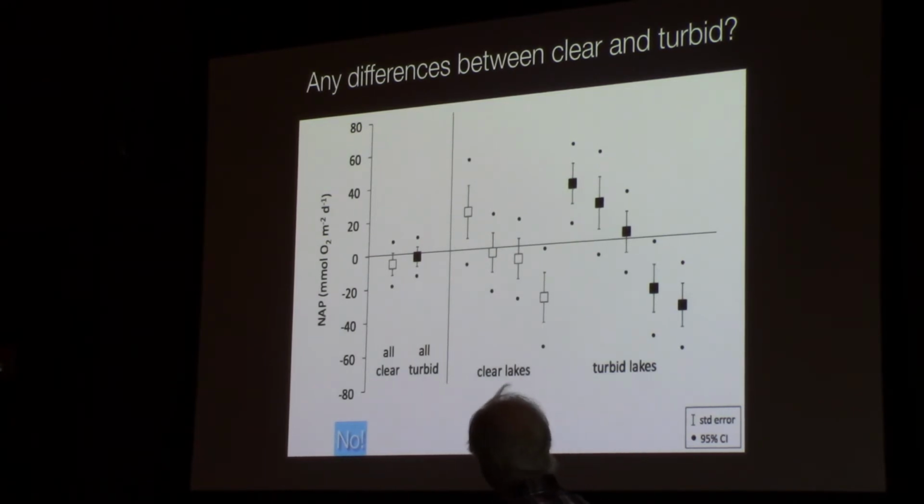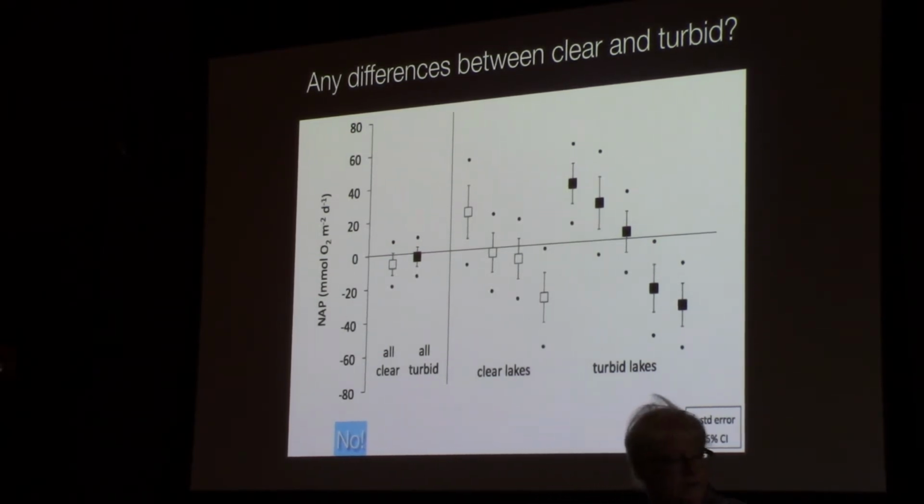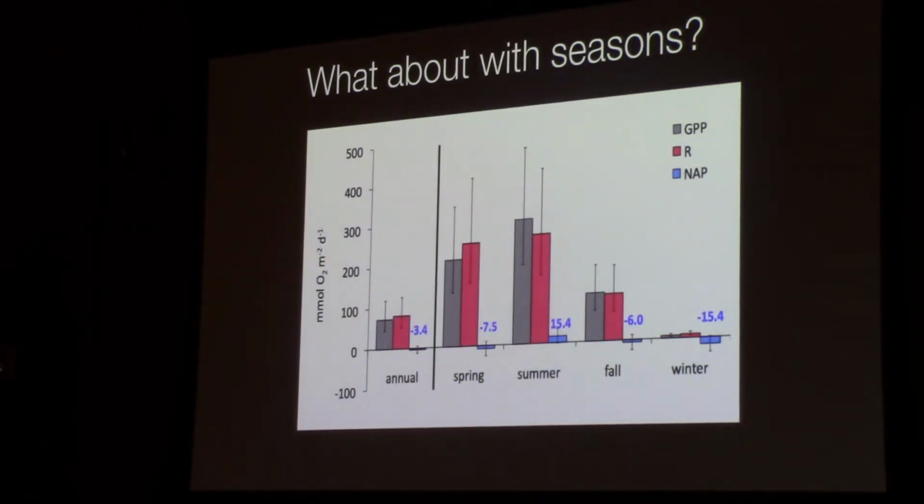But for the most part, if you compare the clear and the turbid lakes, they look very similar. So in terms of the amount of material that's being produced in those systems, they're actually quite similar. And they're close to neutrality, but it can vary a lot in the season.